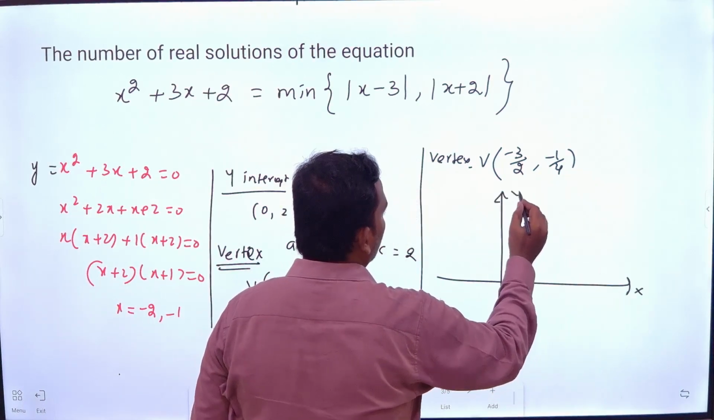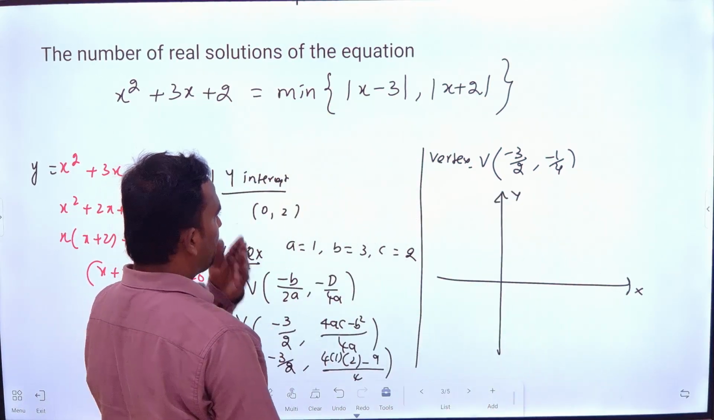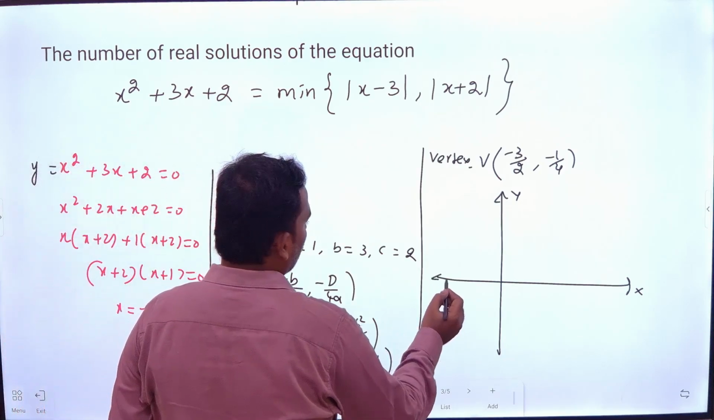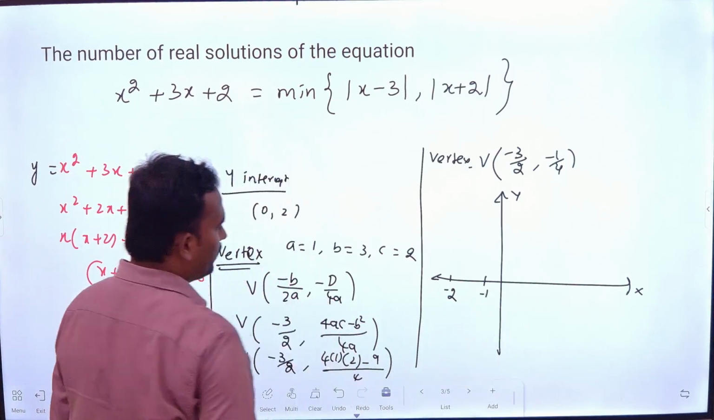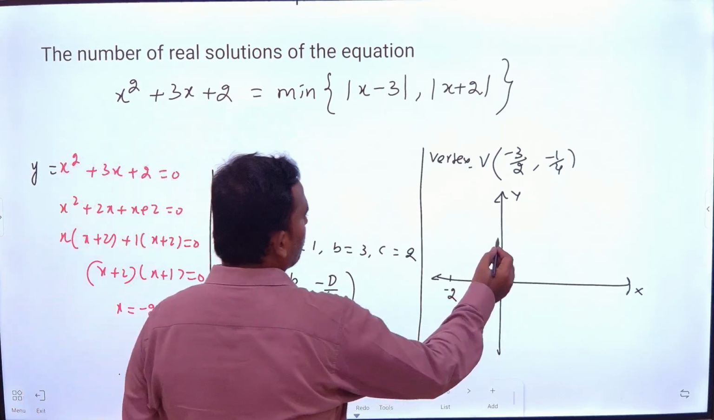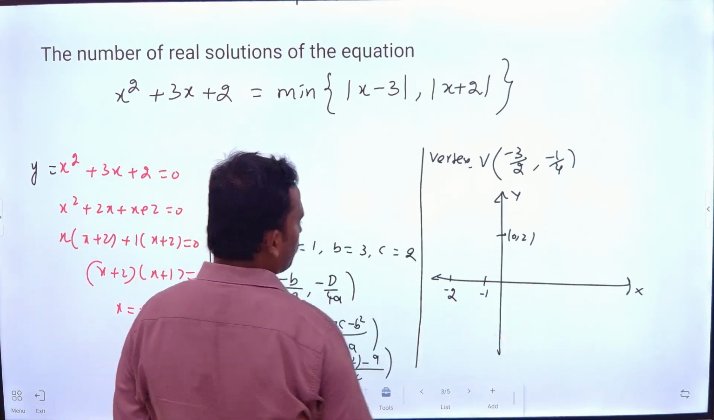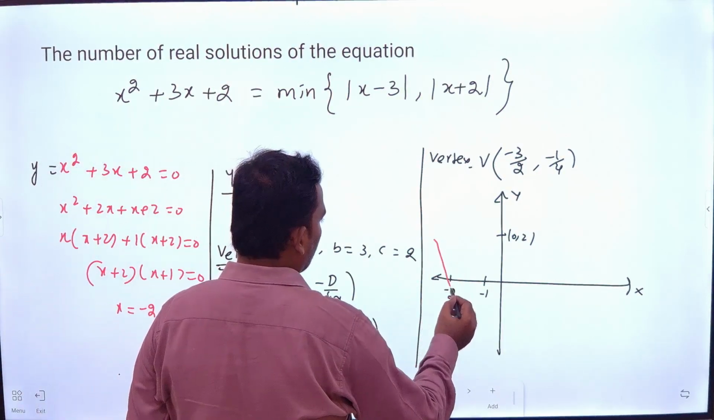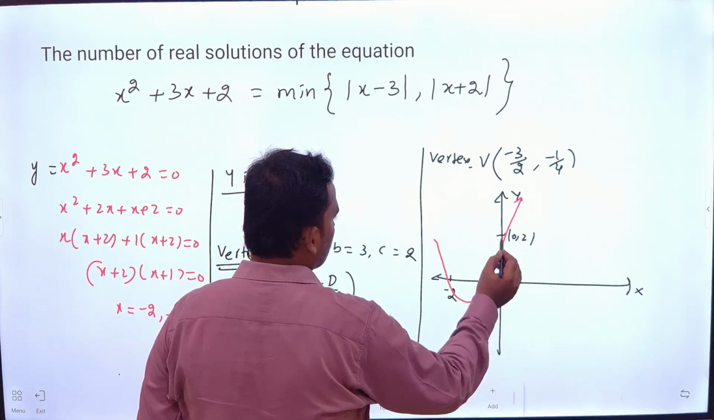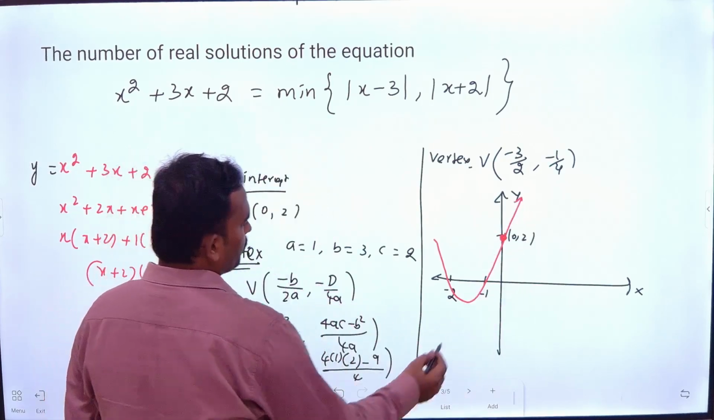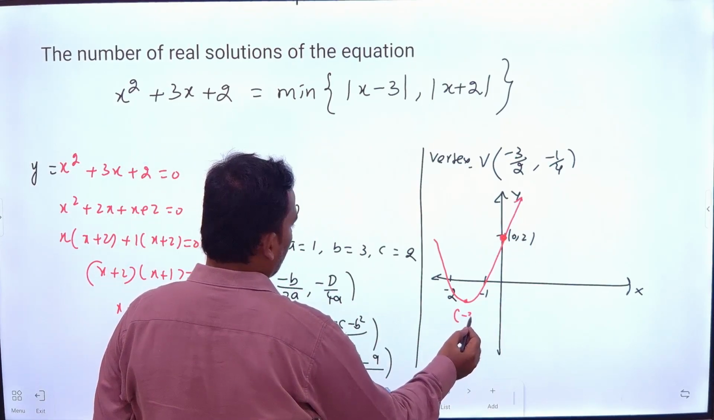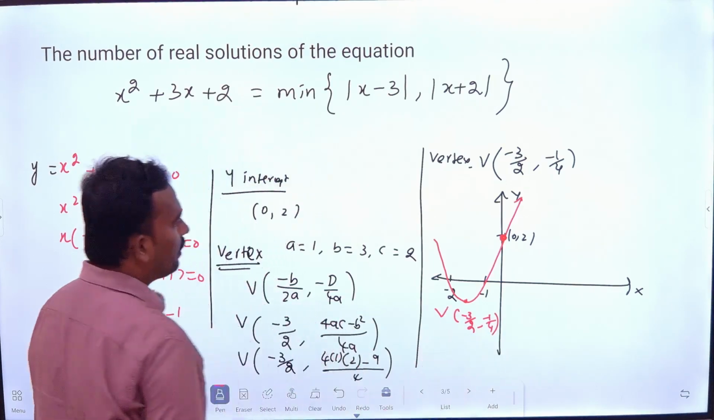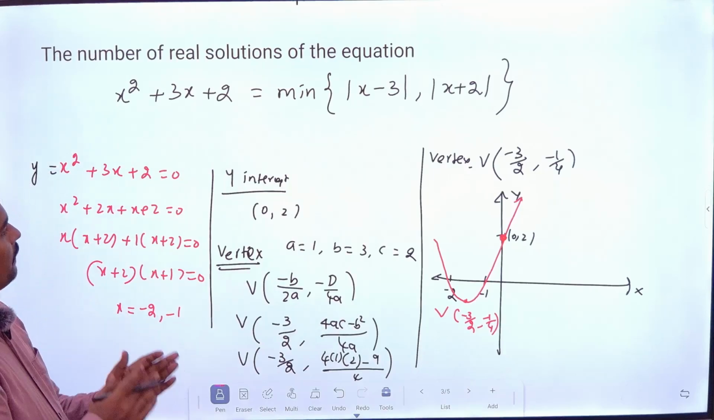So you can draw the graph. This is the x-axis, this is the y-axis. The graph crosses the x-axis at minus 2 and minus 1, and crosses the y-axis at (0, 2). So the graph will be like this. This is your y-intercept, and this is the vertex, minus 3 by 2, minus 1 by 4. This is the vertex of the parabola. Okay, fine.